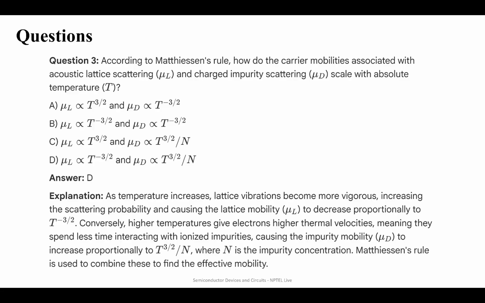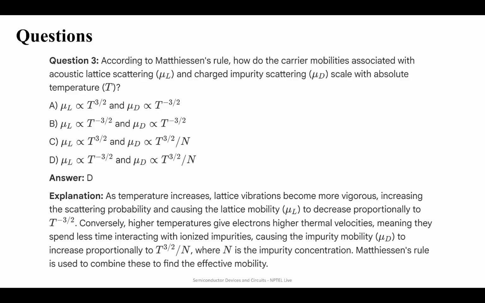So the correct answer would be D. As temperature increases, lattice vibrations become more vigorous, increasing the scattering probability and causing the lattice mobility mu L to decrease proportionally to T power minus 3 by 2.